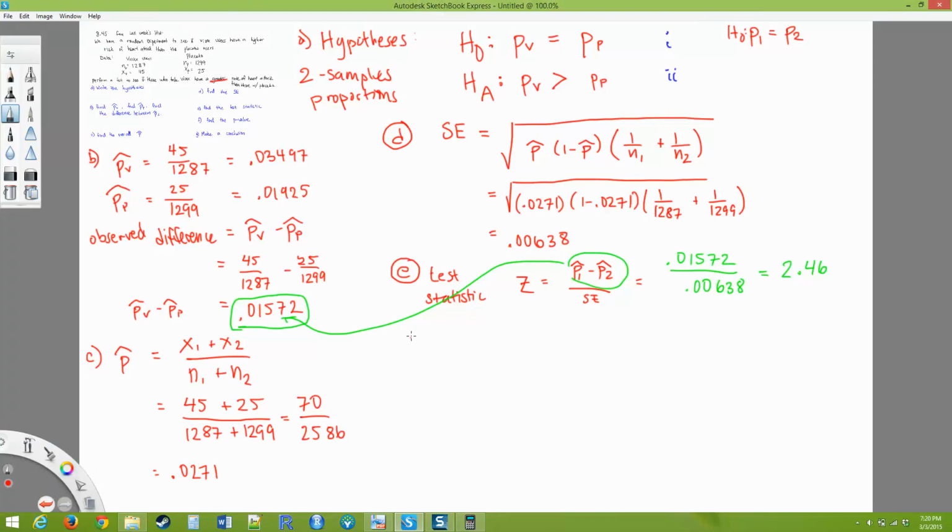So part F then asks us to find the p-value. When we're looking for the p-value, I'm going to look at 2.46, and because the question says to perform a test to see if the proportion of Vioxx users has a greater risk of heart attack, greater means to the right, so I want to find the area to the right of 2.46.